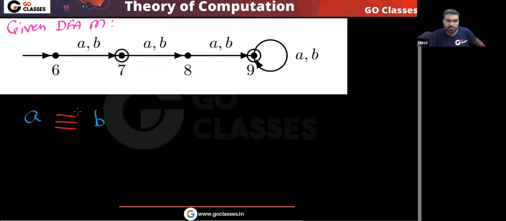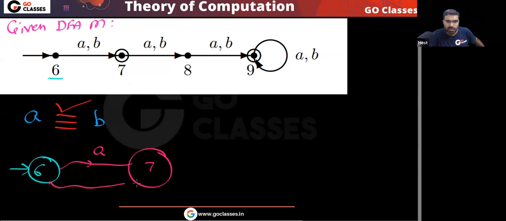Are they equivalent? Yes, they are equivalent, because from the initial state, what is your initial state? Your initial state is 6. This is the initial state. From this initial state, on this string, you will go to 7. And on this string also, you will go to 7. So I can say these two strings are equivalent. Very simple.